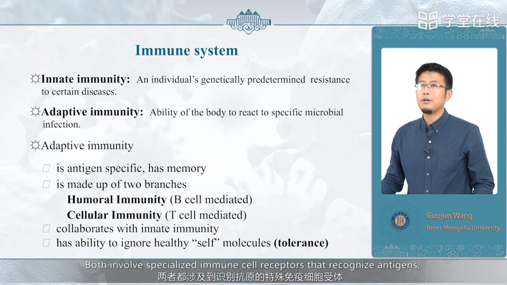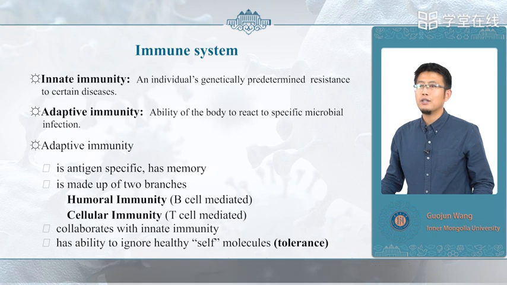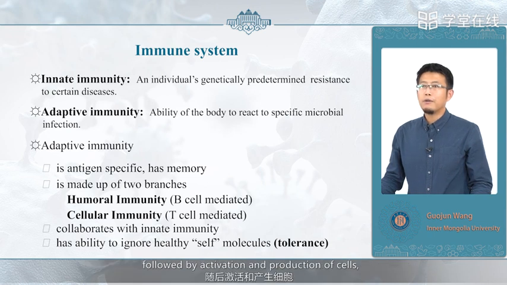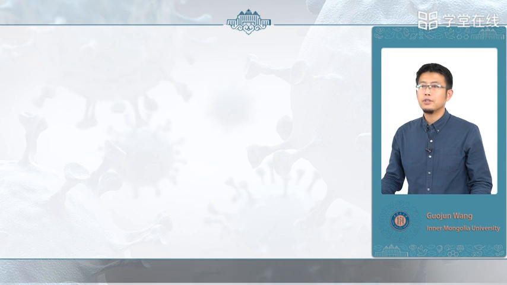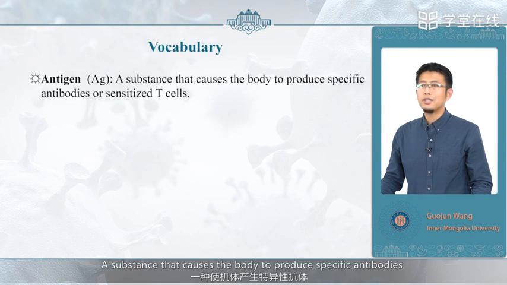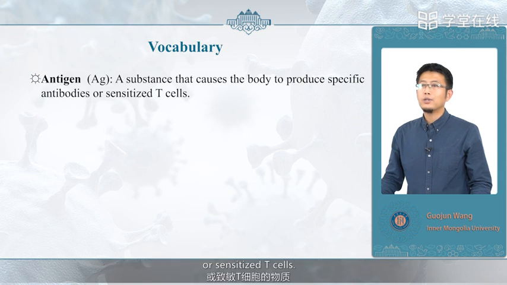Both involve a specialized immune cell receptor that recognizes antigen, followed by activation and production of cell chemical messengers and other factors that help destroy the antigen in question or allow the body to remember it later for speedier future interactions. Antigen: a substance that causes the body to produce specific antibodies or sensitized T cells.